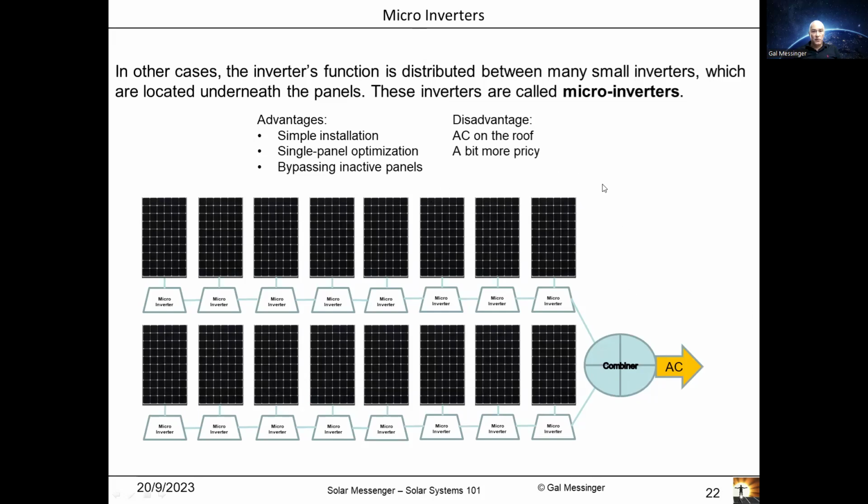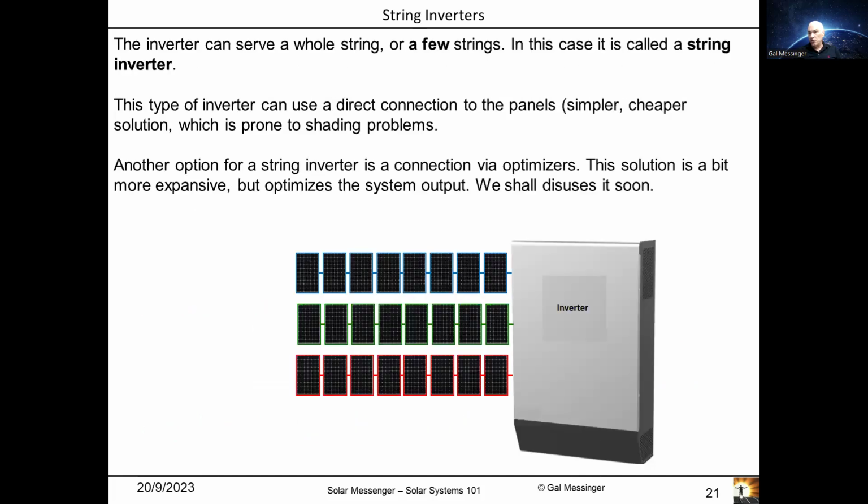The disadvantage of microinverters, they are on the roof. So if something goes wrong, you have to climb to the roof and change them. Usually a technician is doing this. And they're a bit more pricey than just this simple solution.